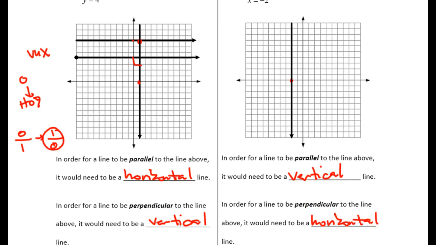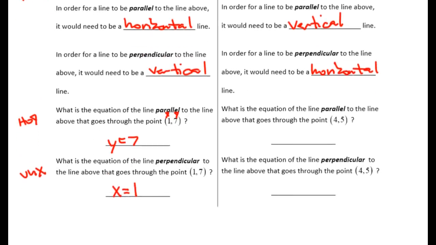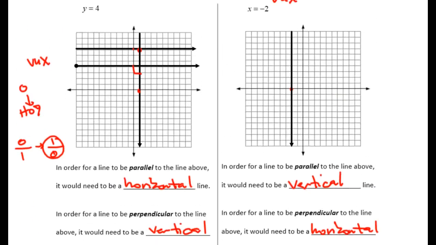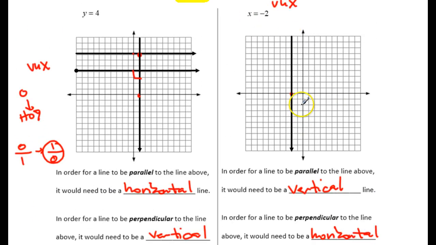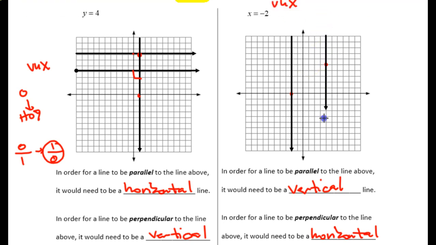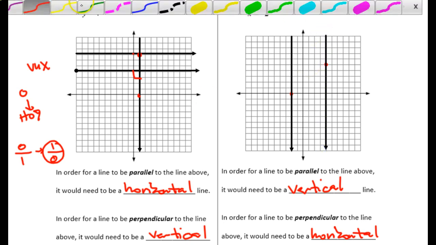Okay? Alright, so now some actual problems here. What is the equation of the line parallel to the line that goes through the point 4, 5? So here's our original line, x equals 2. We want a line that'll go through the point 1, 2, 3, 4, and then 5. So how would I get a line parallel to this that would go through here? Well, it would look like this, but I don't even have to do all that.